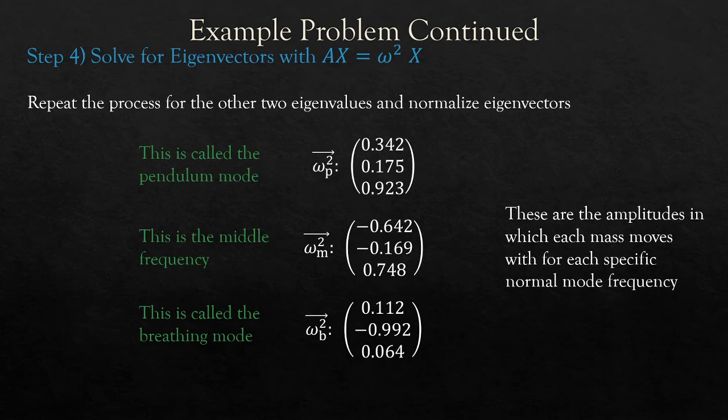So you might be wondering what this means. Well, the eigenvectors represent the amplitudes in which each mass moves within each normal mode. We call the first one the pendulum mode because all masses move in the same direction, like a pendulum. This one I'm calling the middle mode, where the third mass moves in the opposite direction. And the last one, it is referred to as the breathing mode because the outer two masses move in the same direction, and it looks like inhaling and exhaling.